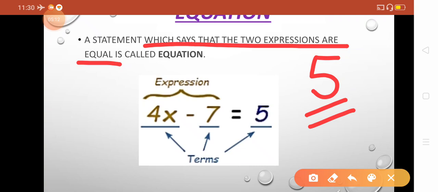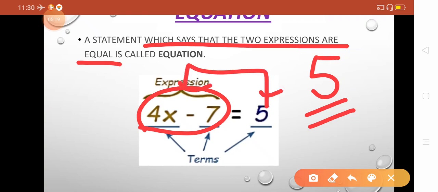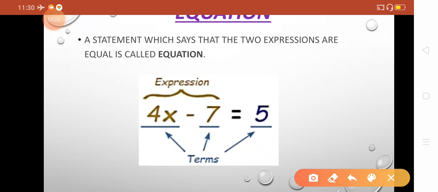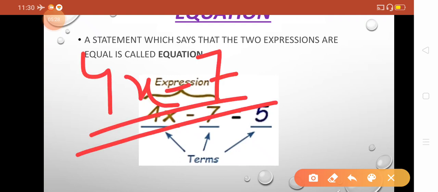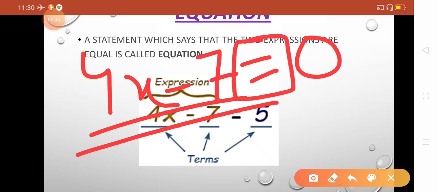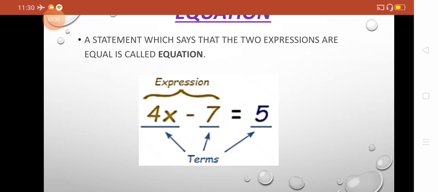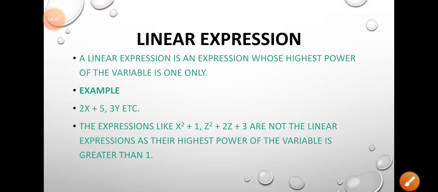So 5 is also an expression, and 4x minus 7 is also an expression. So whenever two expressions are being equated with the help of an equality sign, we call it an equation. If it is written only 4x minus 7, this is an expression, and if it is written equal to 0, it is known as an equation. So whenever the equal to sign is introduced, we call it an equation. Clear?